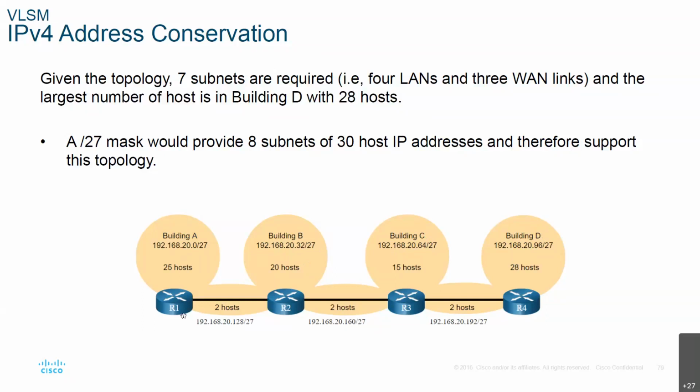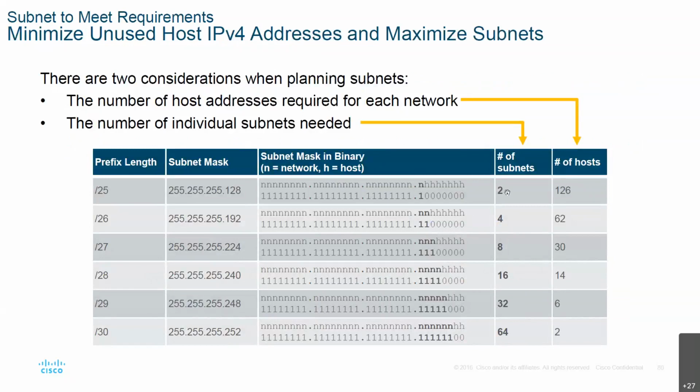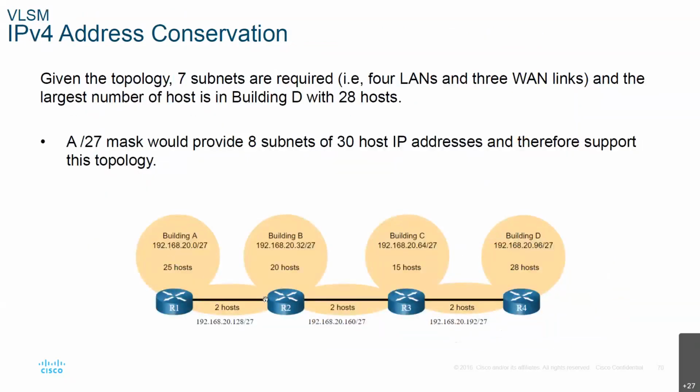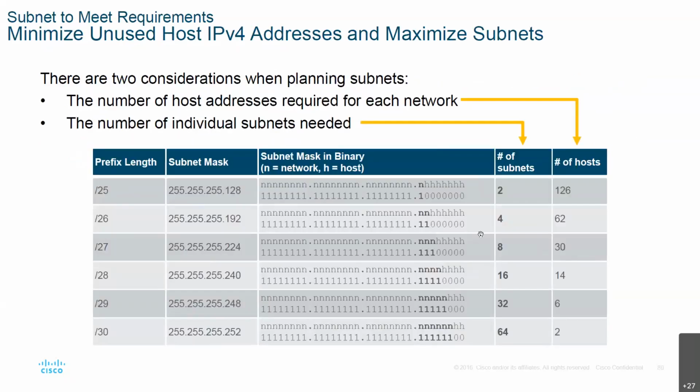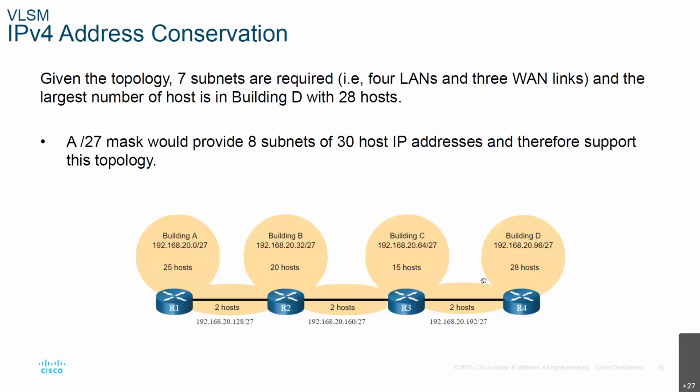But wait a minute, we also have to connect the routers to each other, right? Router to router, router to router, router to router. So 1, 2, 3, 4, 5, 6, 7. So we can have a /27 to create 8 subnets, which is very good. We don't need 8 subnets, we only need 7 in this situation. And each can have 30, which is again very good.